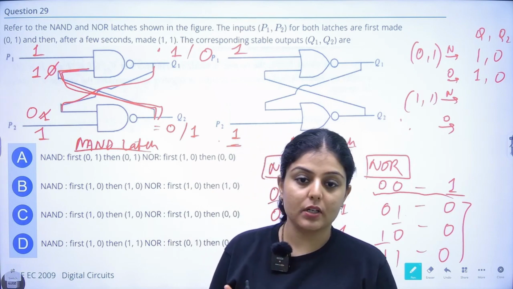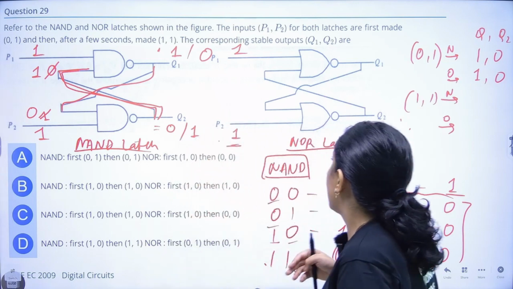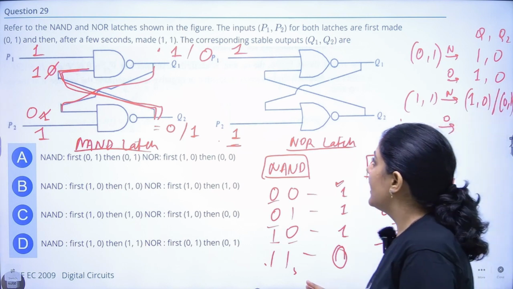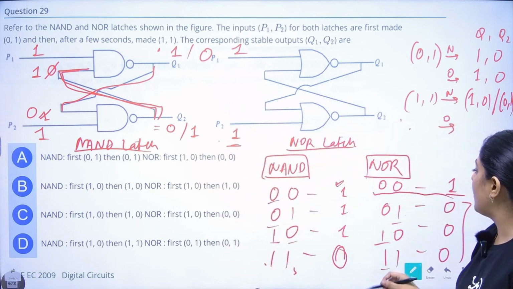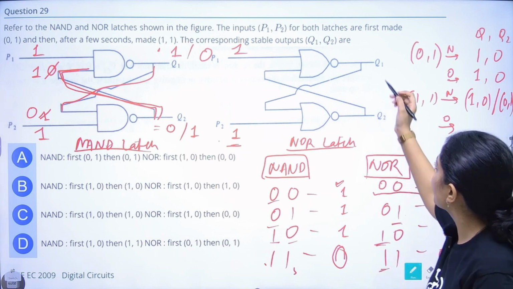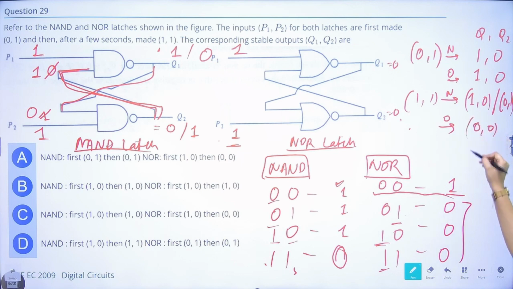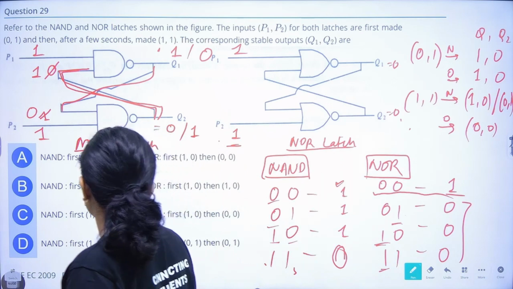Both are stable conditions. In both the cases the output will be stable. So it can be either 1 0 or 0 1. So both are stable conditions. Now here there is no need to do anything. We see 1 and 1. In NOR case, if any 1 is present, the value of output will be 0. So this will be also 0, this will be also 0. The value will be 0 and 0. Got it? So we just match the answers now.